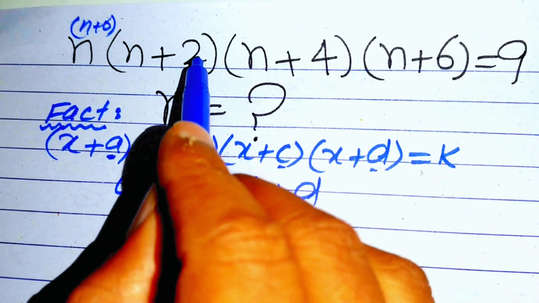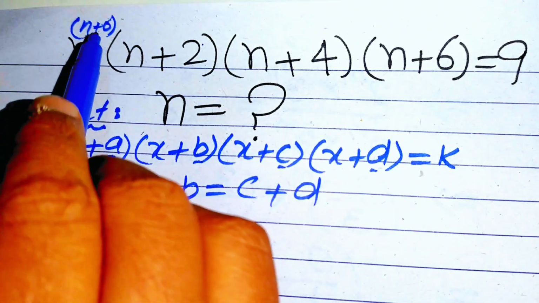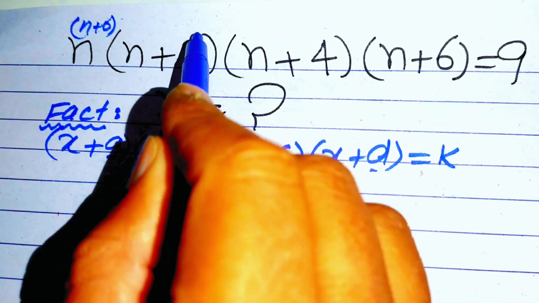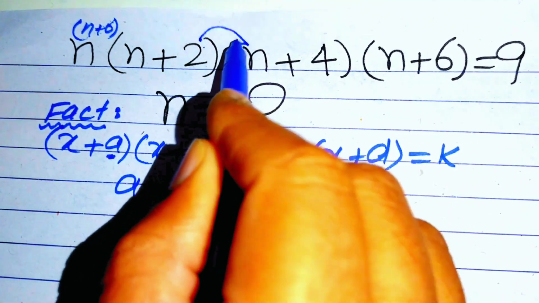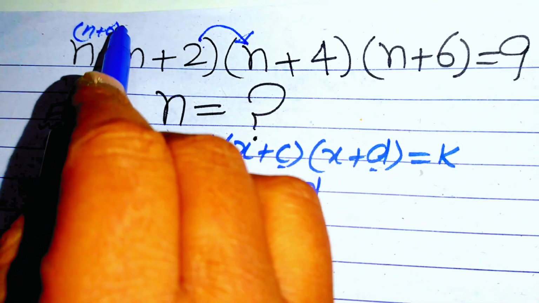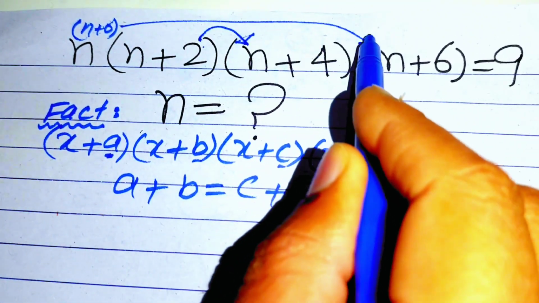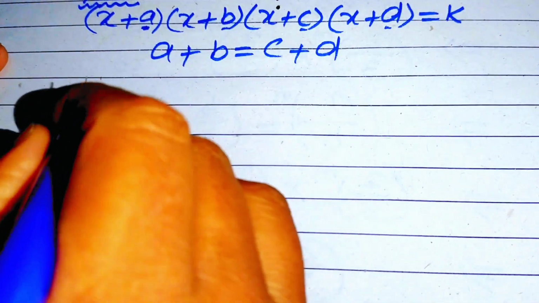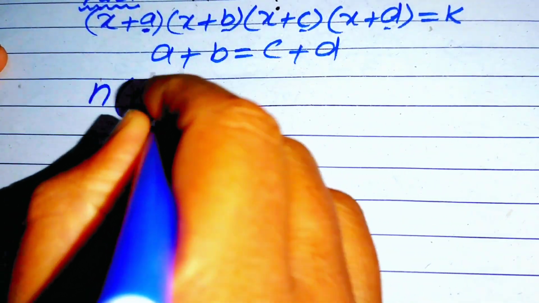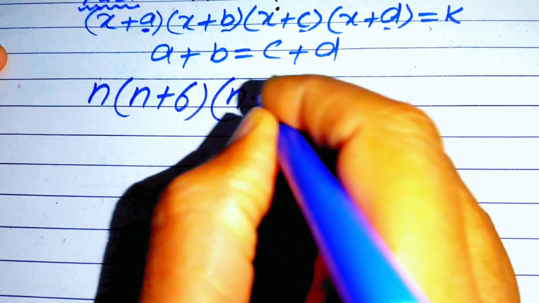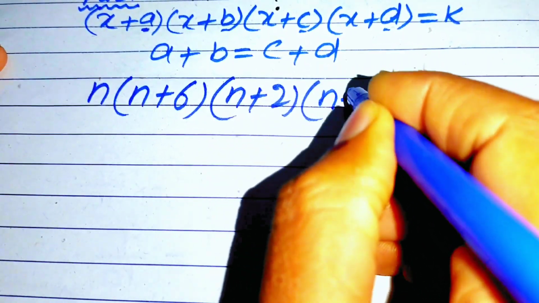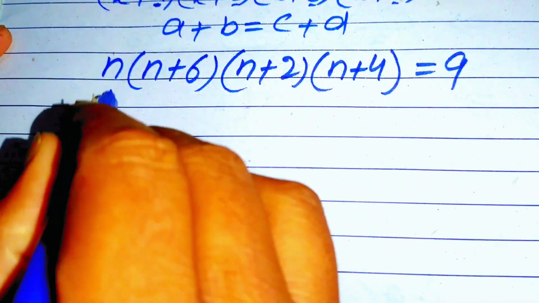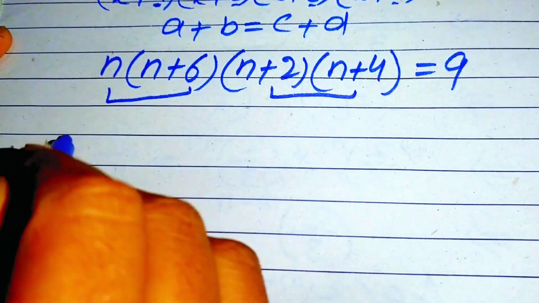If we add 2 plus 4, you get 6, and when we add 0 plus 6, you also get 6. So we make the pairs this way, and we write it in this form. Here we have n times (n plus 6) times (n plus 2) times (n plus 4) equals 9. Now we multiply these two pairs and these two pairs as well.